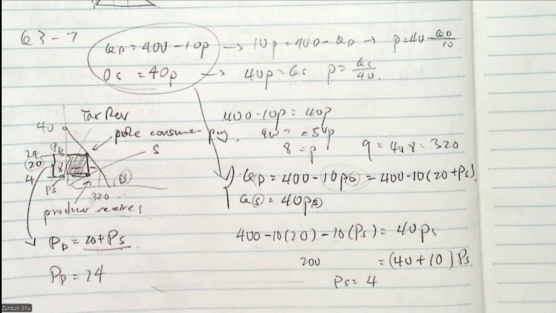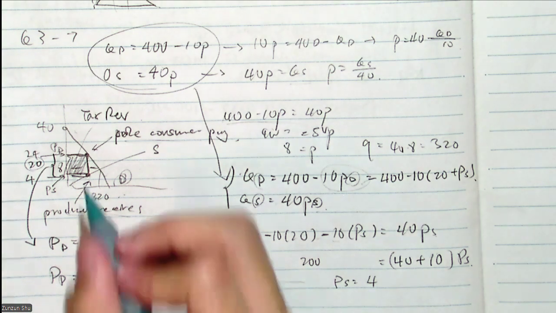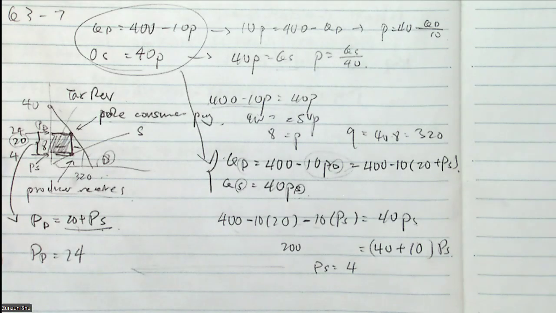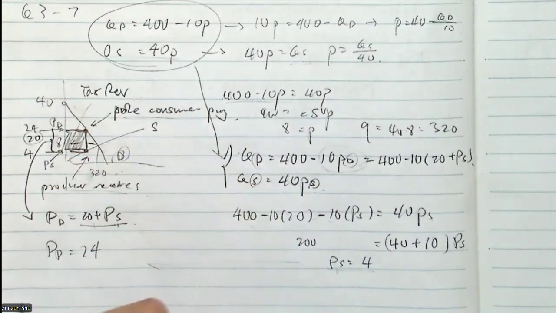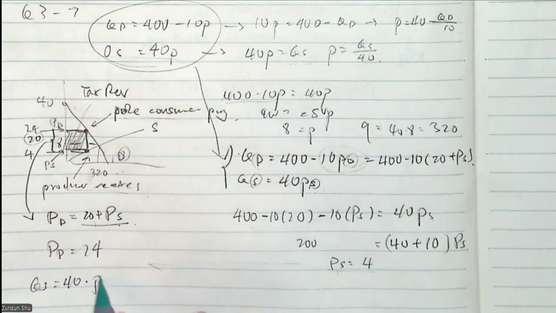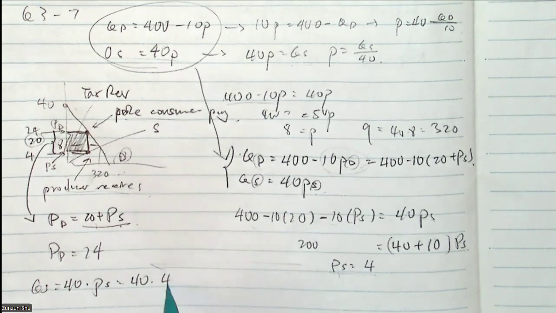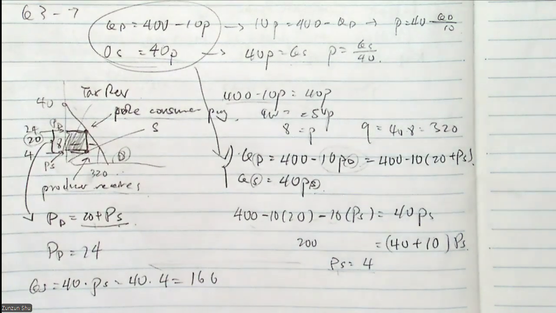So now the question is, what's the new equilibrium quantity after the tax? Now there's a couple of ways you can do it. But if you take a look, right, PS equals 4, you can go back to the equation. QS is going to be 40 times PS. It's 40 times 4, so 160. All right, that is the answer for question 4.